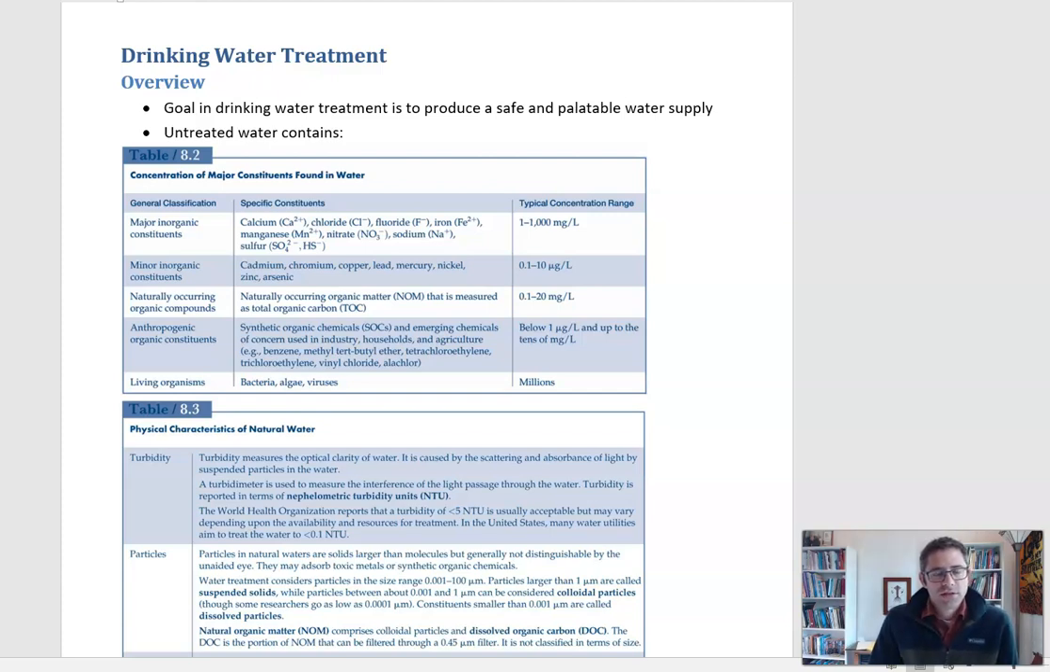So this lecture serves as a very brief introduction to drinking water treatment. We've completed wastewater treatment now, and as I mentioned when we were talking about that, some of the same processes are present in both wastewater treatment and drinking water treatment. So for example, disinfection, we will not have a separate lecture on that because a lot of the same stuff applies. I'll just mention where there's some little differences. But with drinking water treatment, our goal is to produce a safe and palatable water supply.